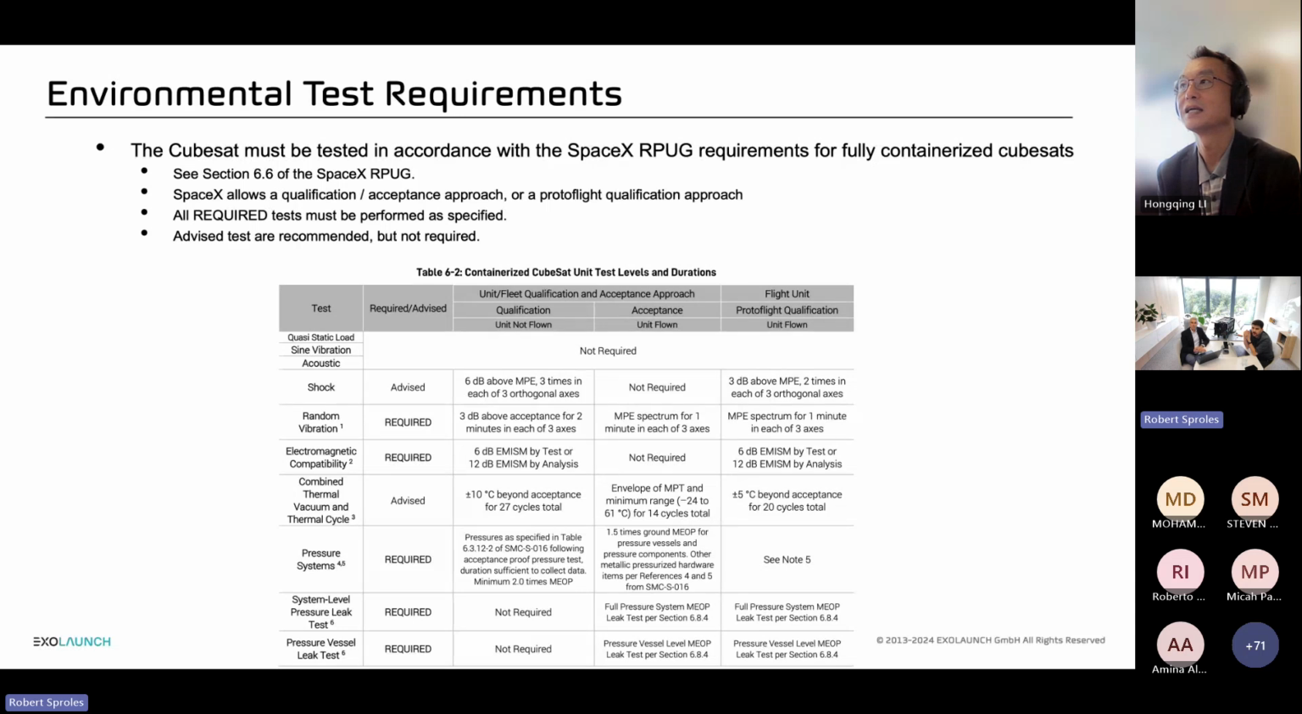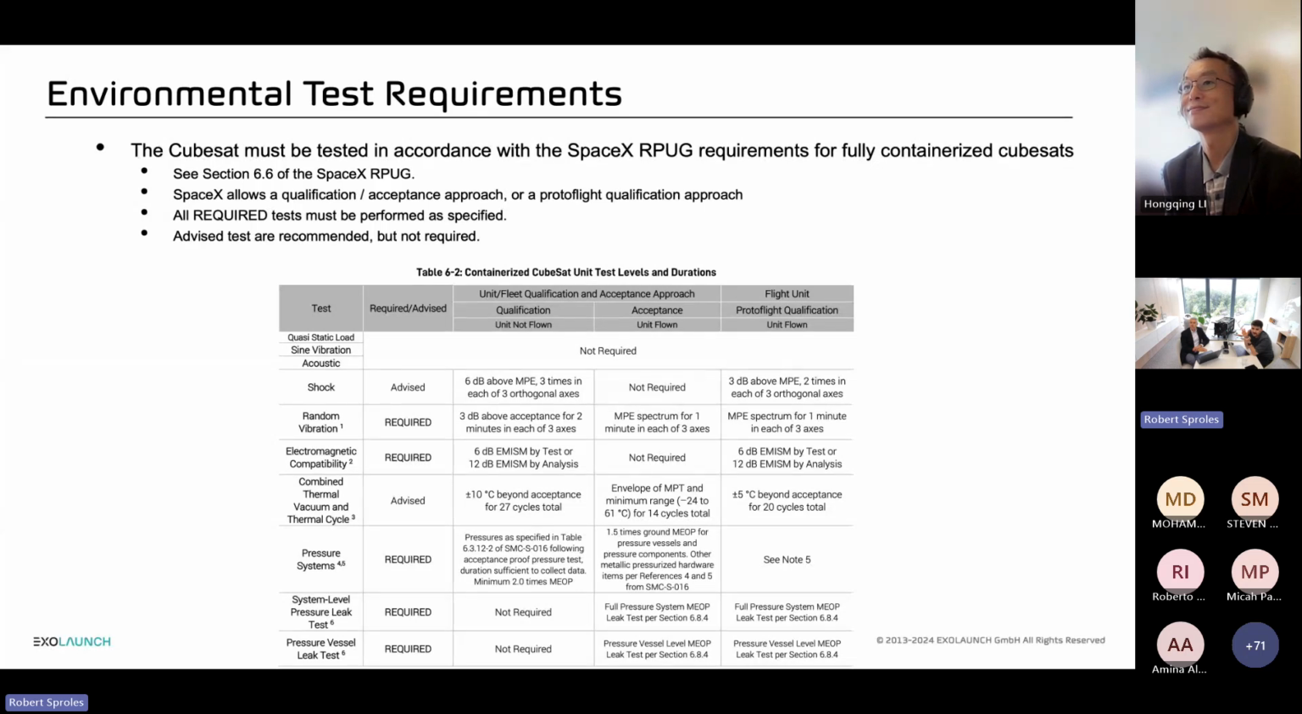They jump all the way to the right, where you just have a single flight unit and you do proto-flight qualification. So if you're not intending to build an engineering model that's identical to the flight model, you will be doing proto-flight. And this is actually the most common approach for CubeSats that we fly.